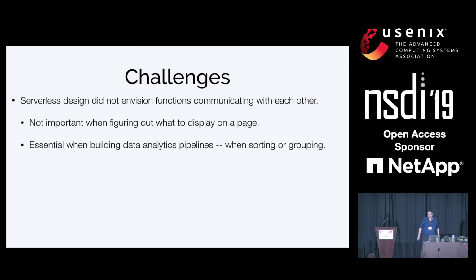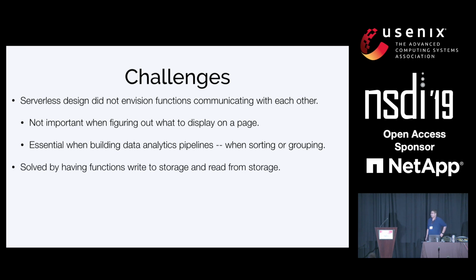The problem is that when you do something like data analytics, it's essential. How do you sort items without communicating? Like, hey, I see 500 items, you see 500 items. We're supposed to put them in some order. How do we do that without knowing where things are?